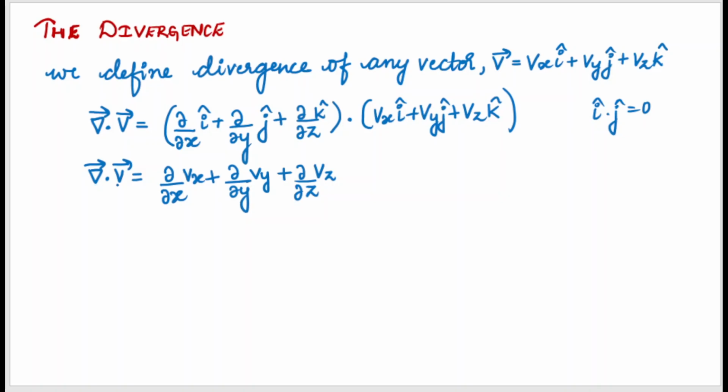So the divergence of v vector is given by dou divided by dou x of vx plus dou divided by dou y of vy plus dou divided by dou z of vz.